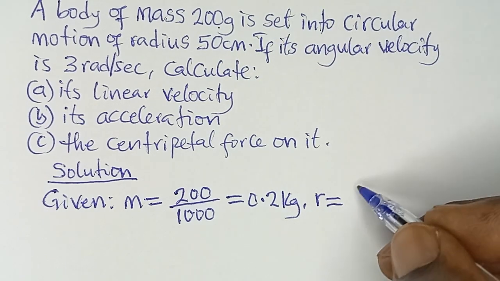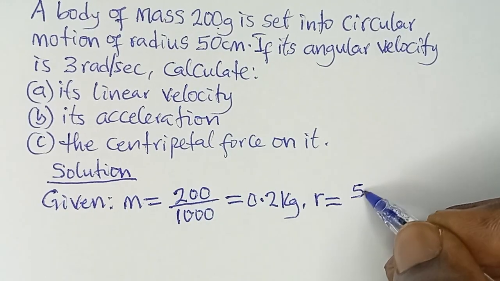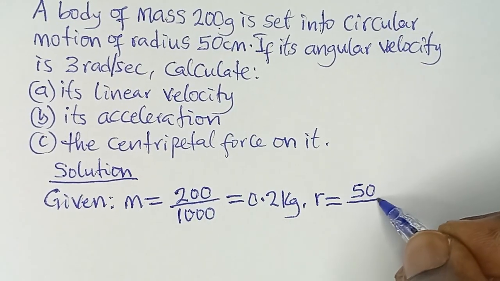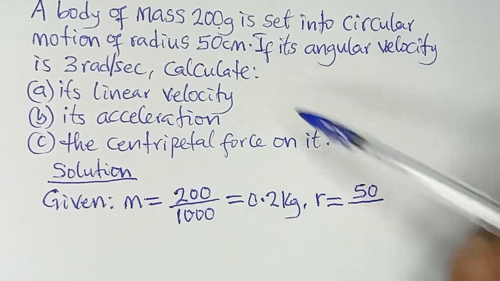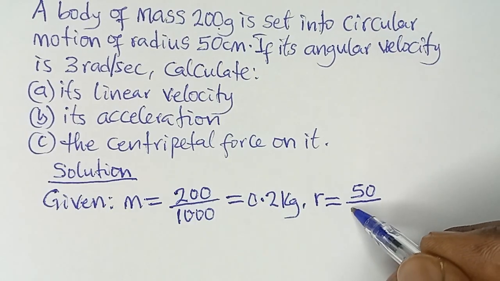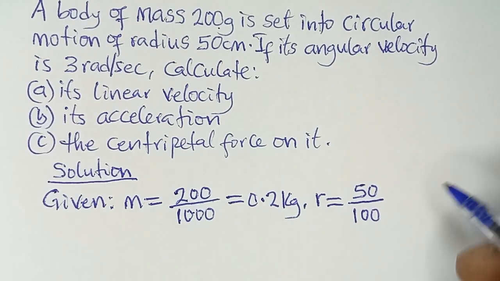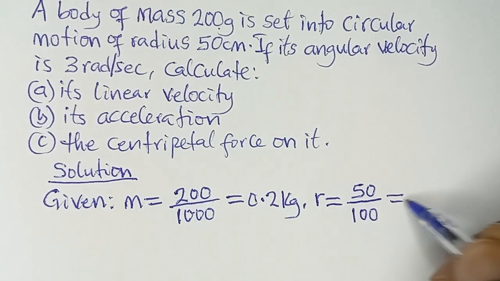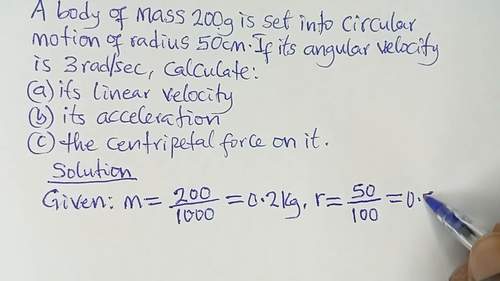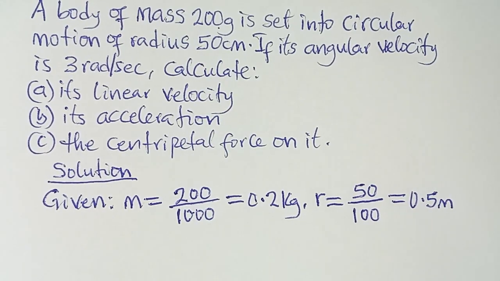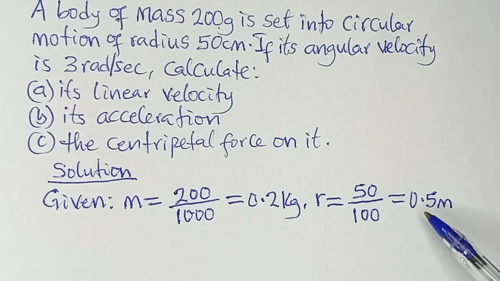So when we are given values like this in centimeter, we have to convert it to meter. How do you convert from centimeter to meter? You simply divide by 100. So dividing this by 100 will give us 0.5 meter. So the radius is 0.5 meter.